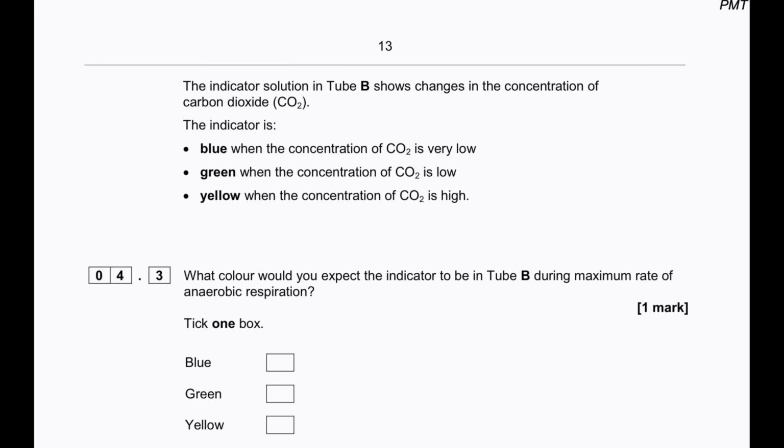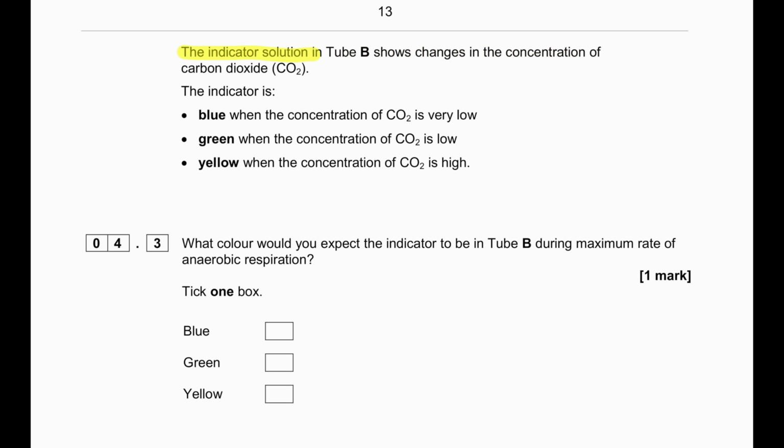The indicator solution in tube B shows changes in the concentration of carbon dioxide. The indicator is blue when the concentration of CO2 is very low, and green when the concentration of CO2 is just low, and yellow when the concentration of CO2 is high.